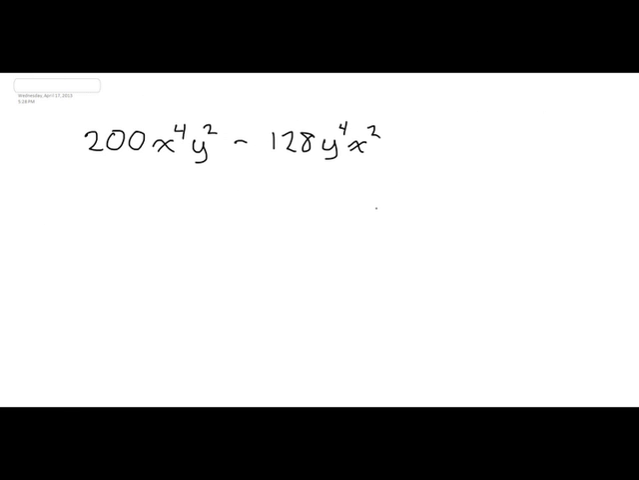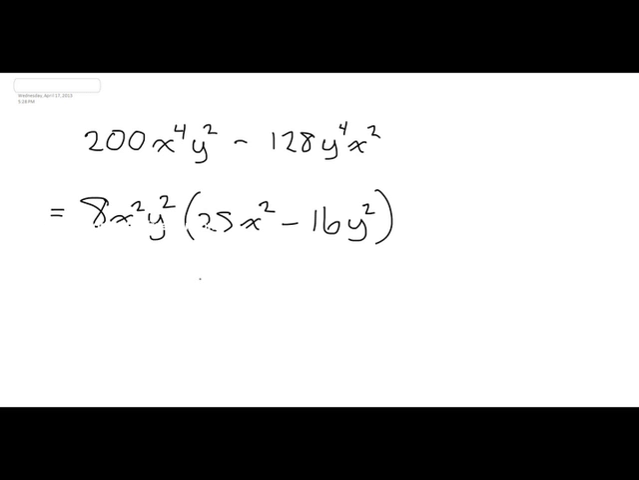So let's try one last example here. So here we've got a fairly intimidating looking question. The first thing that we want to try doing is, whenever possible, factoring out common terms. So that's your first step. Pause the video and give it a shot. So after factoring, I'm left with 8x squared y squared multiplied by 25x squared minus 16y squared. Notice that 25x squared is a perfect square and 16y squared is a perfect square, and we're taking the difference of the two. So let's rewrite these terms as squares.